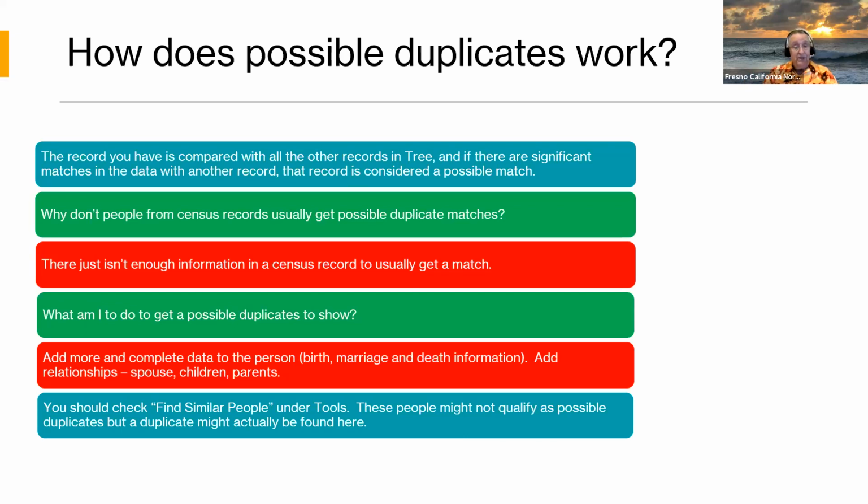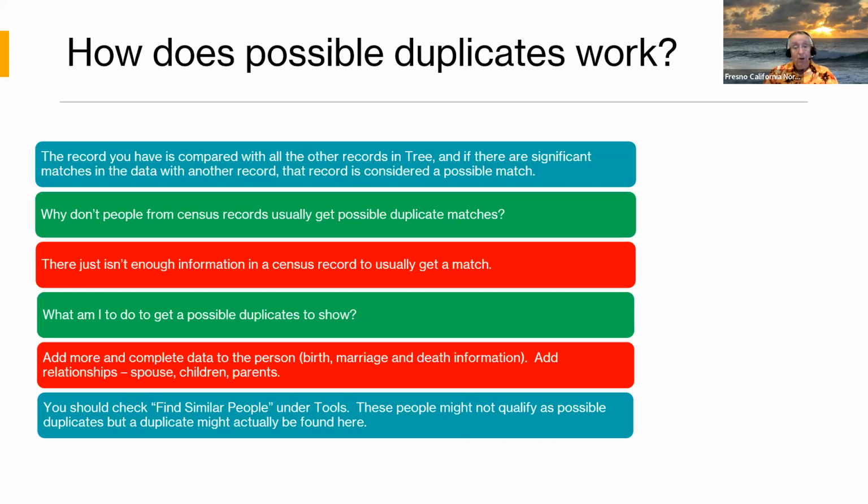We just have to understand it. At this point, we're not going to probably find much. And this is why we want to do something so that we can find some possible matches. What we do is add more sources that add birth, marriage, and death information. And most importantly, if there are any, add spouses, children, parents, because when we start getting those linkages, the duplicates start showing up.